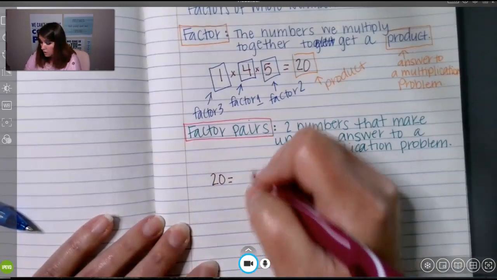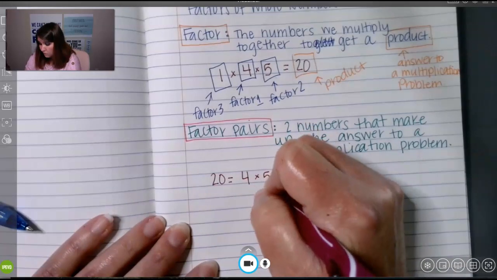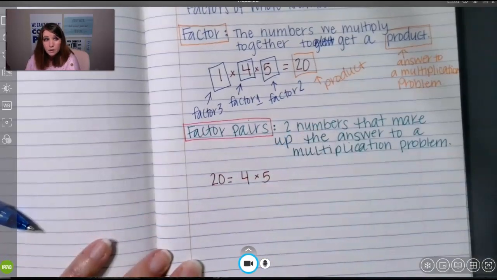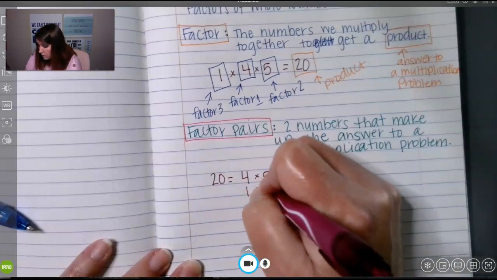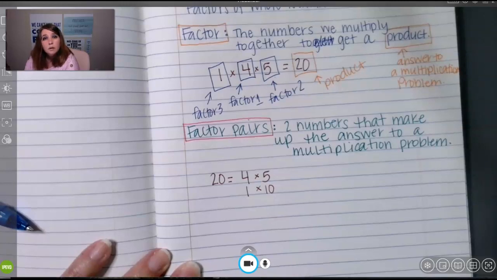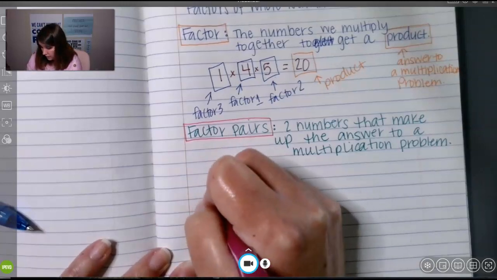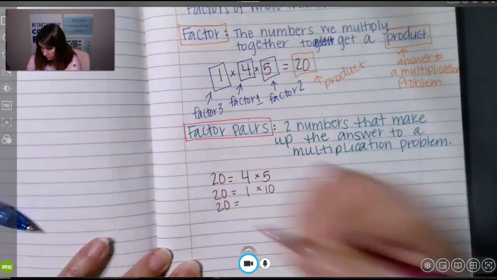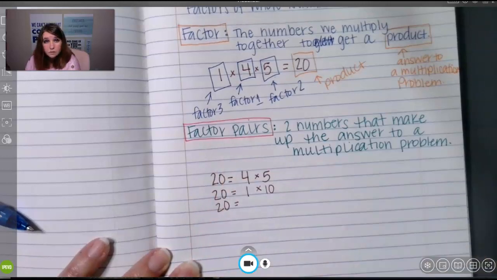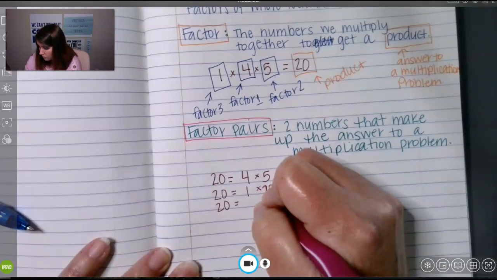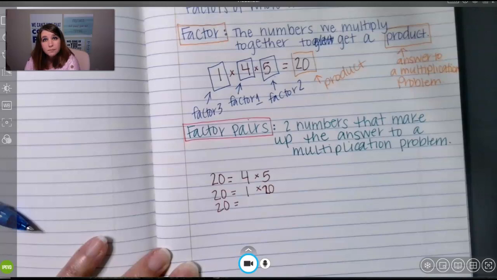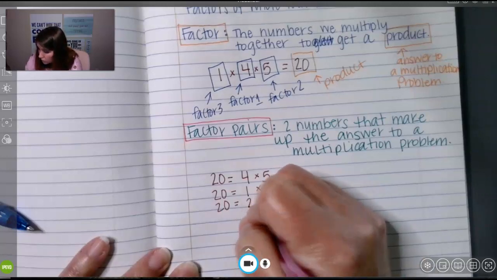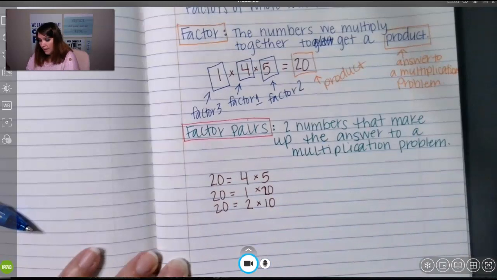We know 4 times 5. That's one pair. Another pair that goes together would be 1 times 10. Another pair that goes together would be what? Oh, I messed up? Oh, good, you caught me. 1 times 20. Good. Now what's the next one? Oh, 2 times 10.